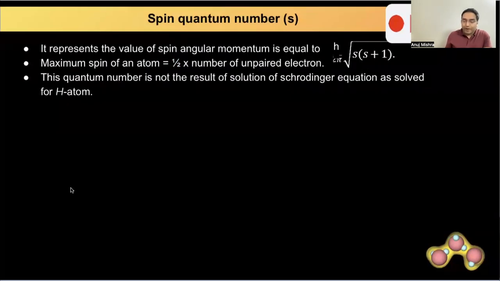So now come to the spin quantum number discussion. Its definition, or its formula, is coming from h/2 pi, which will be there everywhere as before. If you remember, the first one was nh/2 pi. The second was root of L into L plus 1 h/2 pi. Spin angular momentum is where the spin quantum number will come in the picture. That is root of s into s plus 1 h/2 pi. Maximum spin of an atom is half of the number of unpaired electrons.